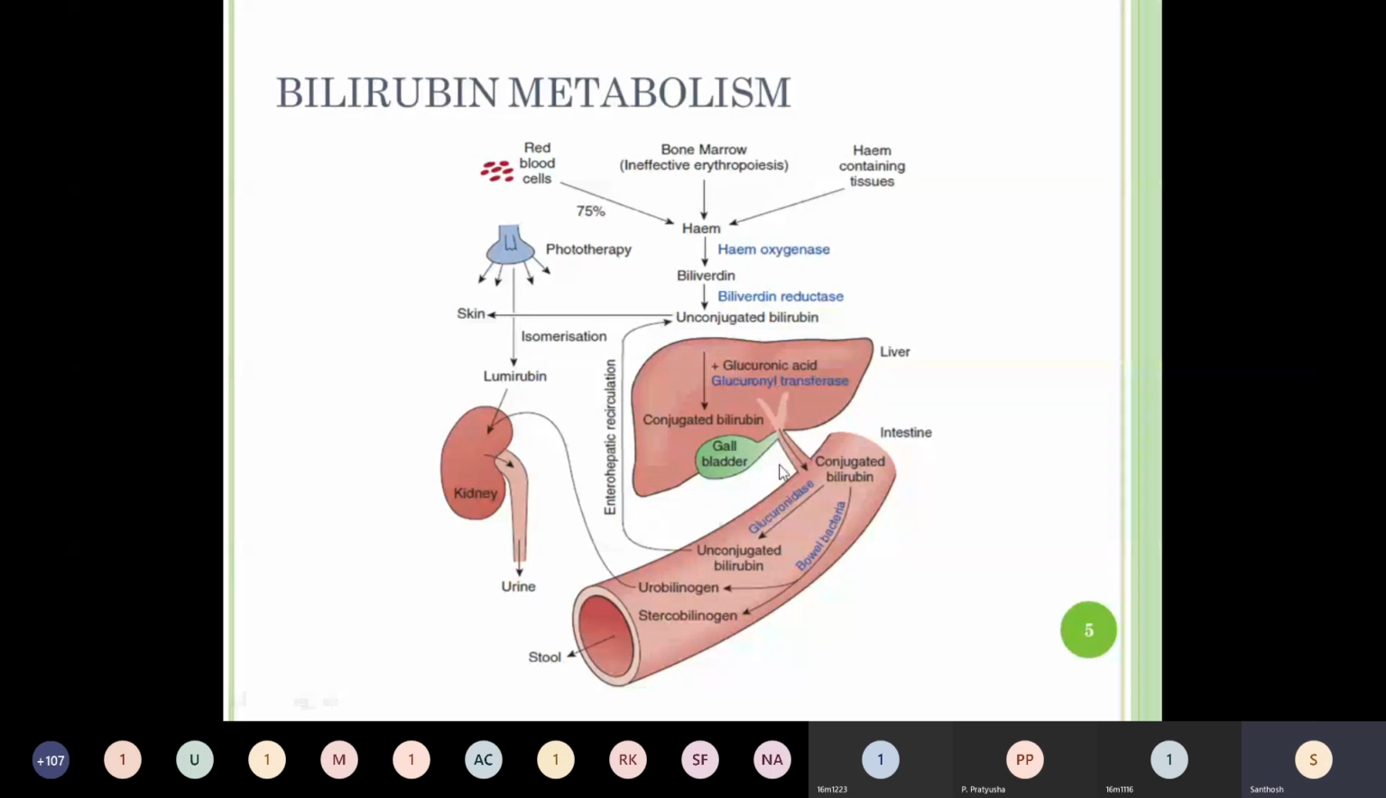Why is it seen in the newborn period? Because in the first few days, the baby's intake may be very less. Elimination of bile may be delayed because of poor motility of the gut. So all these factors, along with increased enterohepatic circulation in the newborn period. So that's how bilirubin is produced.